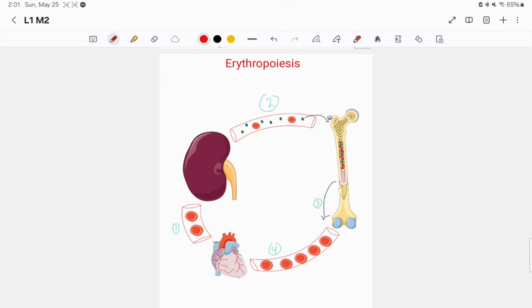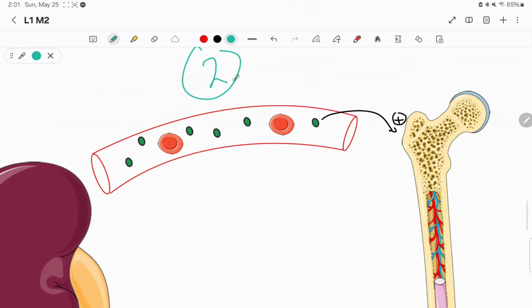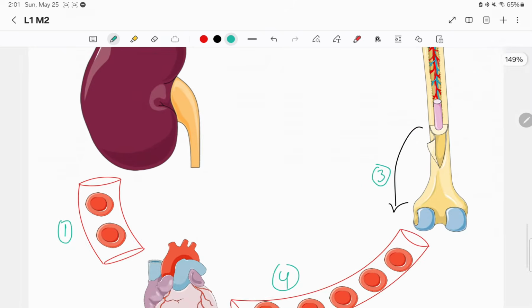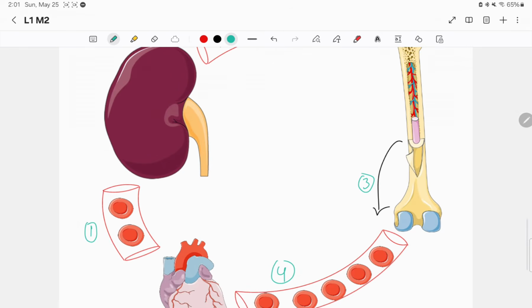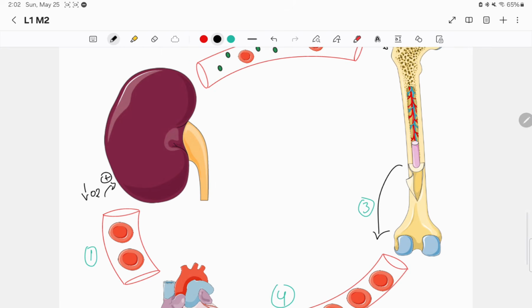Now, first things first, let's change the color here, and boom, there we go. So we start out at the kidney, okay? Notice how there's only 2 red blood cells here. The kidney is going to sense a low oxygen carrying capacity. What does this mean? What does a low oxygen carrying capacity mean? Well, if you have a low number of red blood cells, that means that you have a low number of hemoglobin in total, lower than your normal amount. That means you're carrying less oxygen than normal. That means you have a low oxygen carrying capacity.